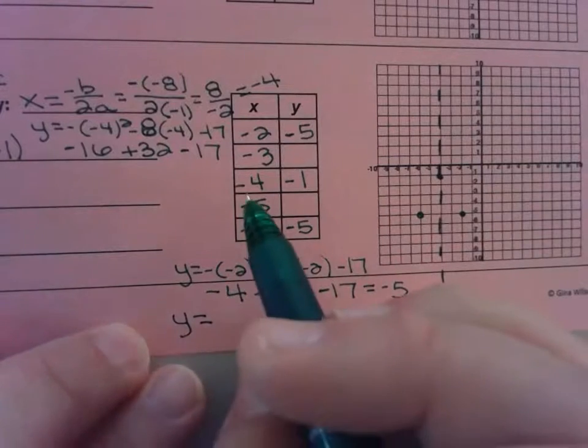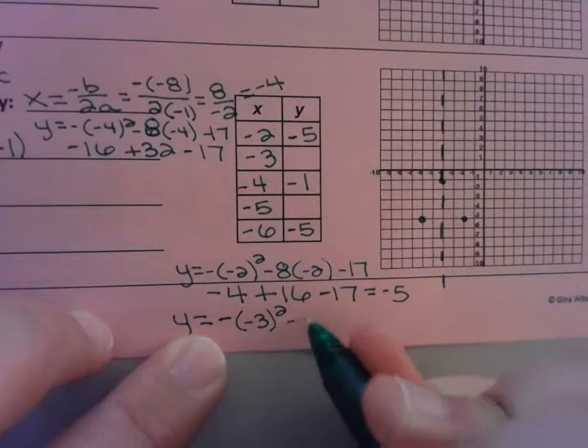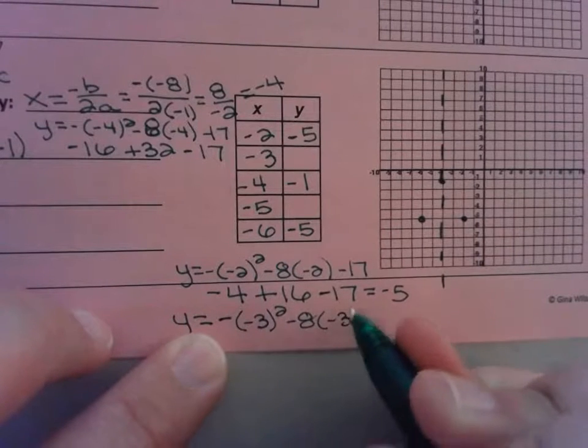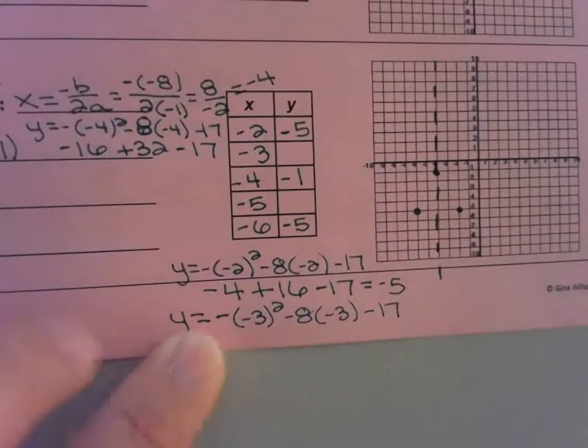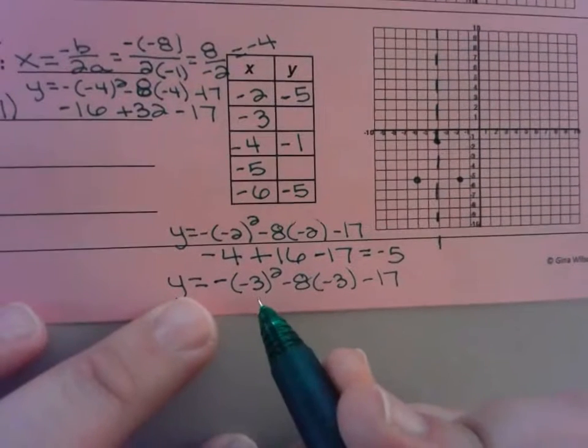So let's plug in negative 3. All we're doing is plugging in 2 of the points and then using symmetry to get the other 2. We plugged in negative 2, got negative 5, and then used symmetry to get negative 6, negative 5. Now I'm going to plug in negative 3, and whatever I get for negative 3 is also going to be the answer for negative 5.